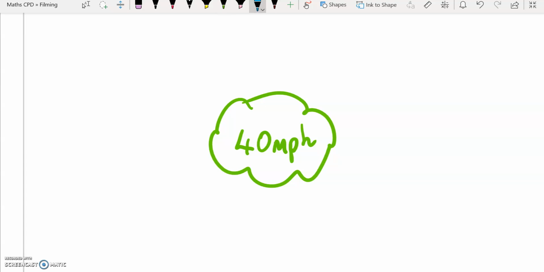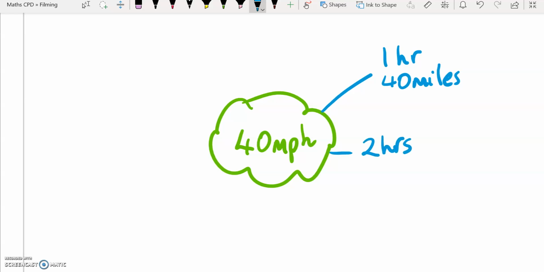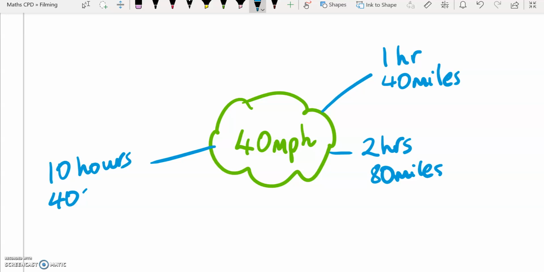40 miles per hour means every 1 hour we go 40 miles. That's what it means, 40 miles per hour. For every 1 hour we go 40 miles. So if we go for 2 hours, well, that would mean we would go 80 miles, because it's 40 and 40. If we were to go for 10 hours, 10 hours would be 10 lots of 40s. That would be 400 miles.